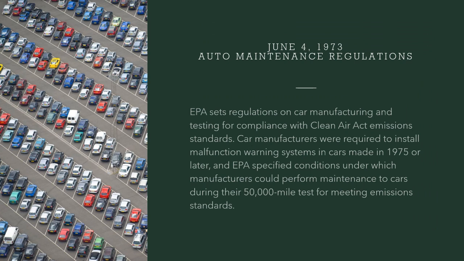In the same year, the EPA passed auto maintenance regulations. The EPA set regulations on car manufacturing and testing for compliance with the Clean Air Act emission standards. Car manufacturers are required to install malfunction warning systems in cars made in 1975 or later. The EPA specified conditions under which manufacturers could perform maintenance to cars during their 50,000-mile test for meeting emission standards.